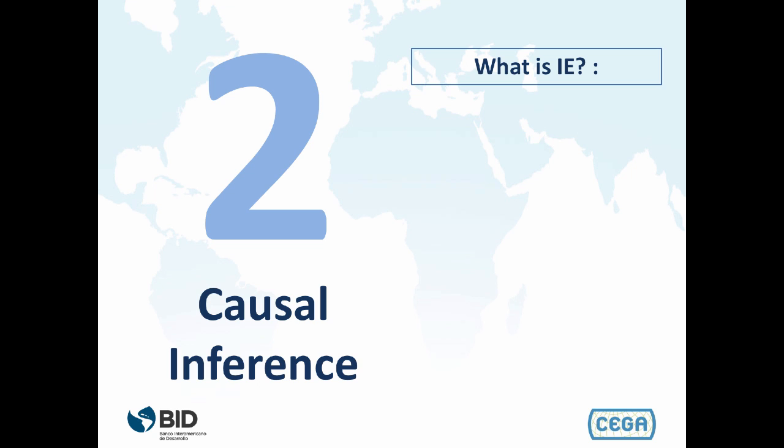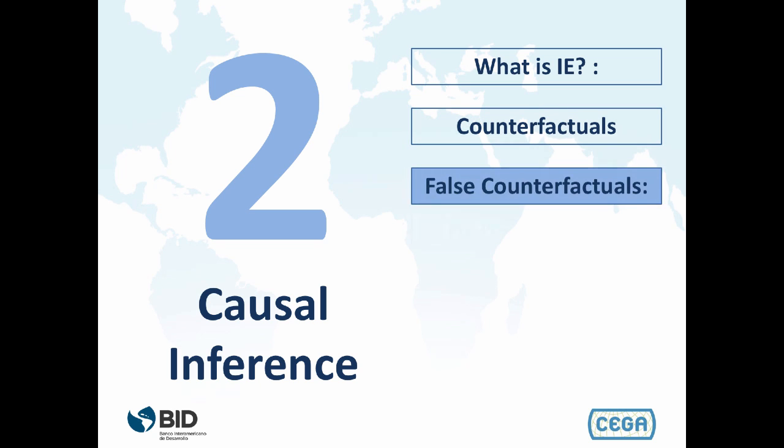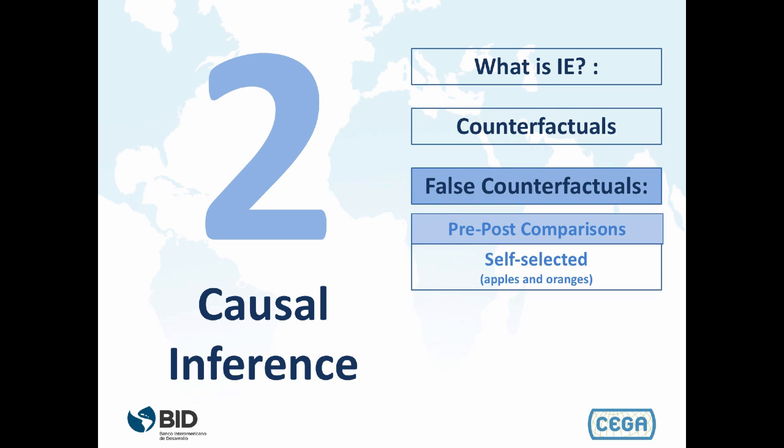Now let's turn to another topic in causal inference. We're going to look at false counterfactuals, the counterfactuals we love to hate. We'll start with pre and post comparisons.